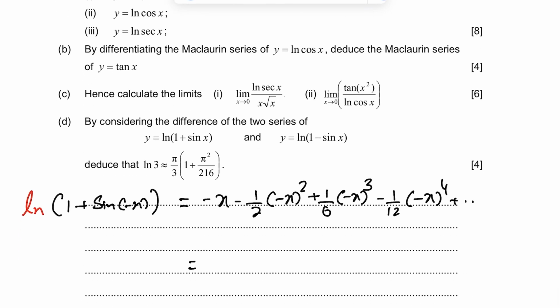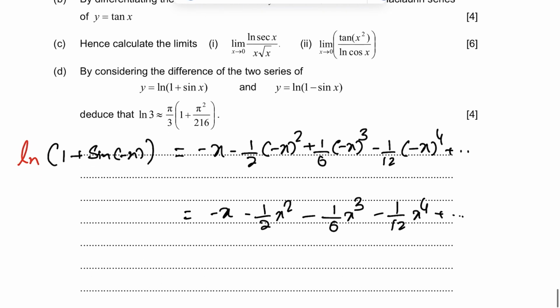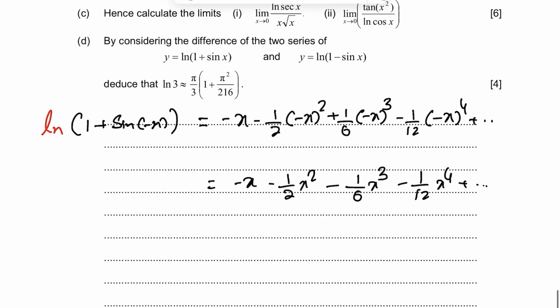So what does that become? Negative x, negative 1 upon 2 x squared, negative 1 upon 6 x cubed, negative 1 upon 12 x to the power 4 and so on. Next is asking ln(1 plus x).